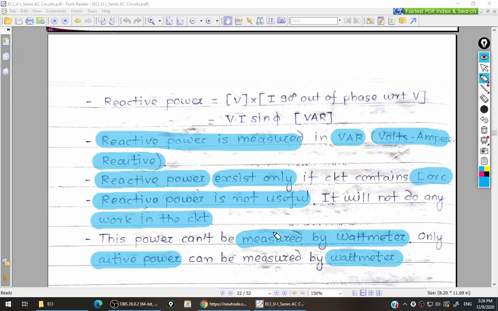Okay, and this power is unwanted power, so you have to remember that if you want to design an ideal circuit, this power should be 0, but practically it is not possible to keep this power 0. So the reactive power in your circuit should be as low as possible. Okay, so this is about reactive power.